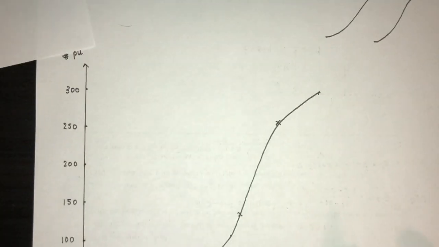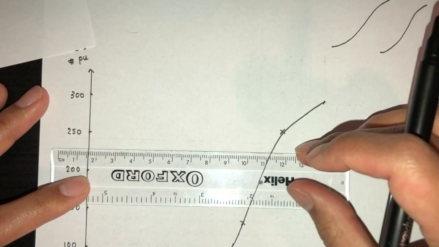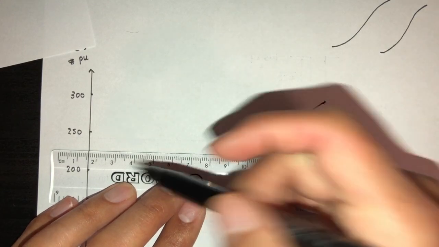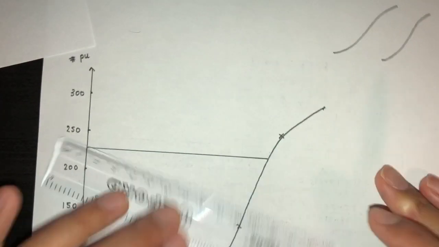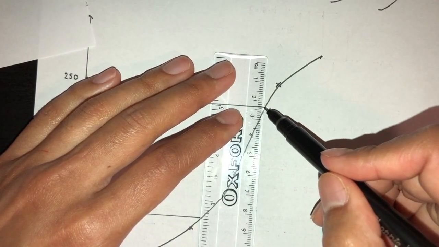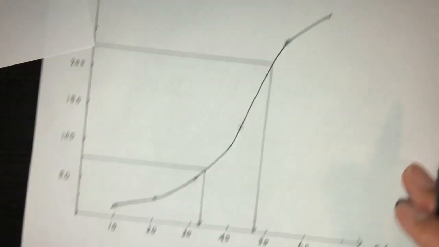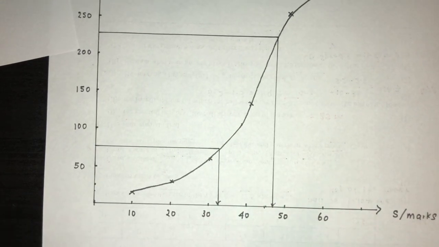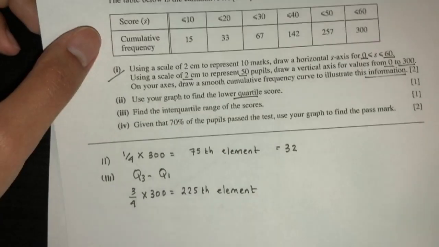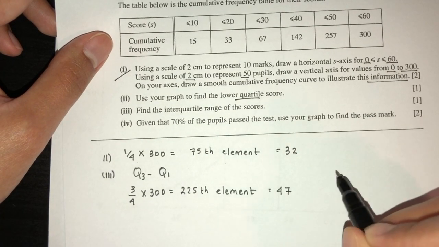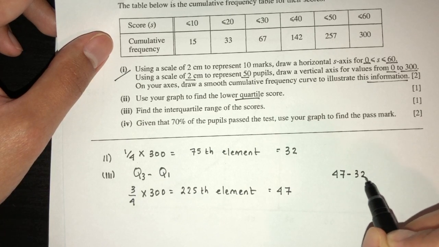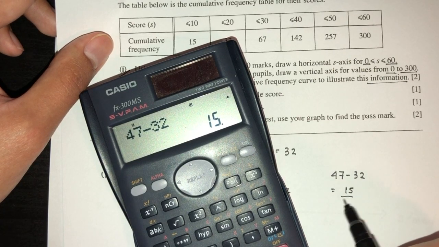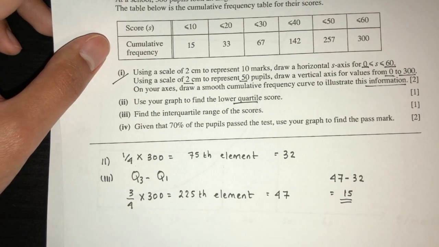So 225, what is that? It is between this one. Should be about here. And according to my graph, it will give me the value approximately this one. So for me, it shows to be about this 45 should be here. That will be 47, I would say. So mine will be 47. So I'll use the value of 47. So my range will be 47 minus 32, which is my lower quartile. That will be 15. That is according to my graph, but your graph will be more accurate, right?